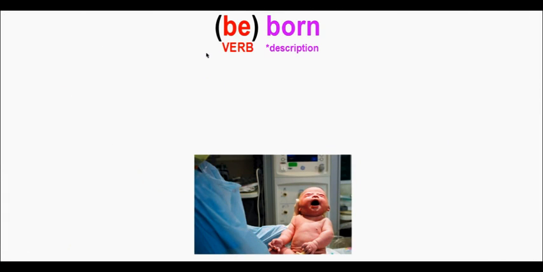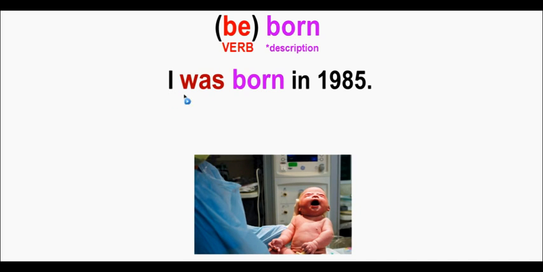Now, in English, we use the verb be and a description word, born, to represent this action in a person's life. For example, I was born in 1985. Was is the verb, and born is the description. I was born in 1985.